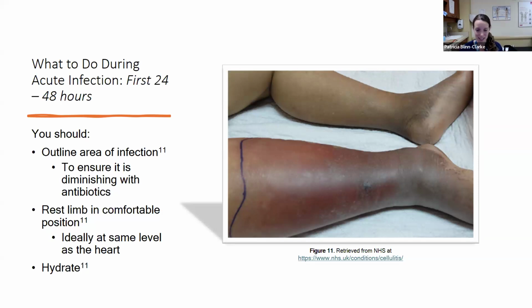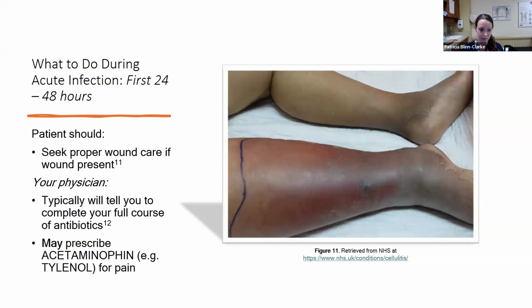But otherwise, once you've been prescribed your antibiotics, you're back at home, you do want to keep monitoring that, kind of how much that might spread or reduce beyond the line. If that's not improving while you're on antibiotics within the first 24 to 48 hours, you definitely want to contact your prescribing physician. They might need to try a different type of antibiotic, for example. But otherwise, resting that limb in a comfortable position, ideally at the same level of the heart, and also making sure that you're drinking lots of water.